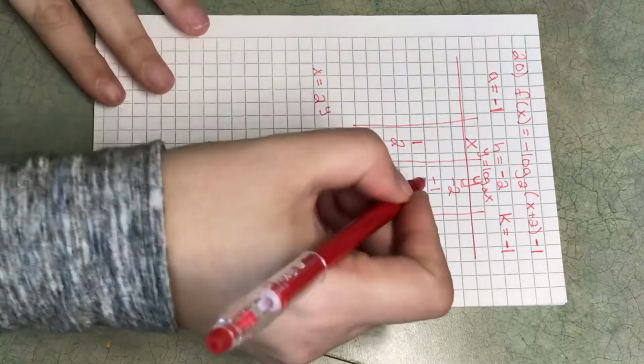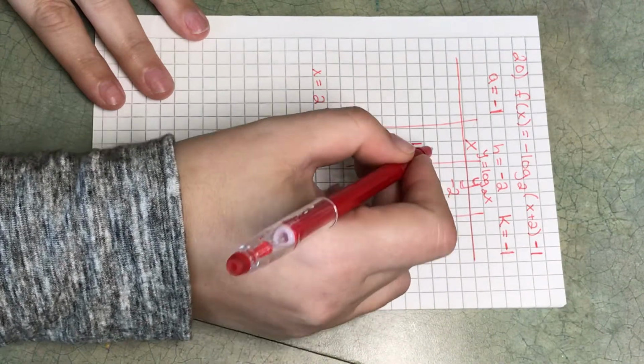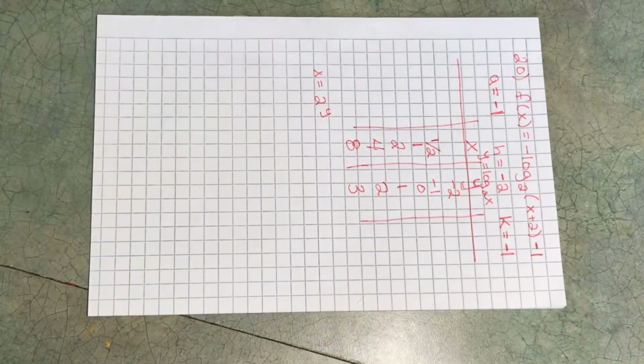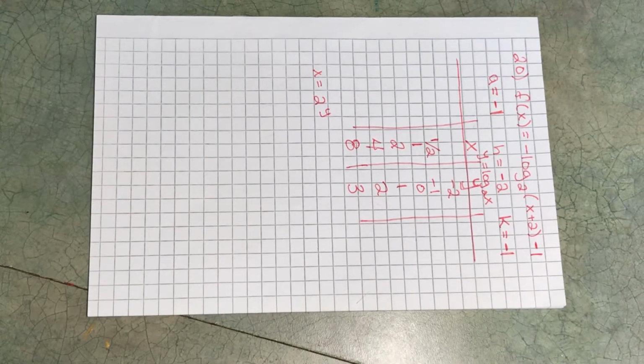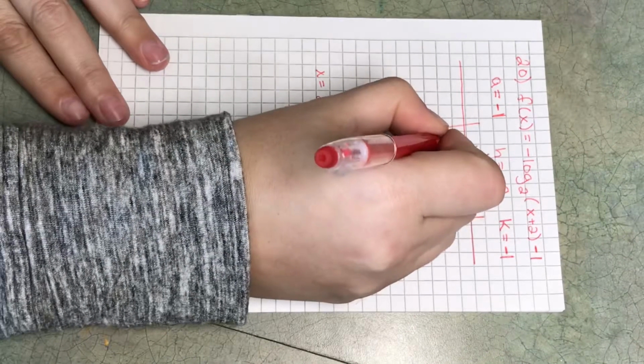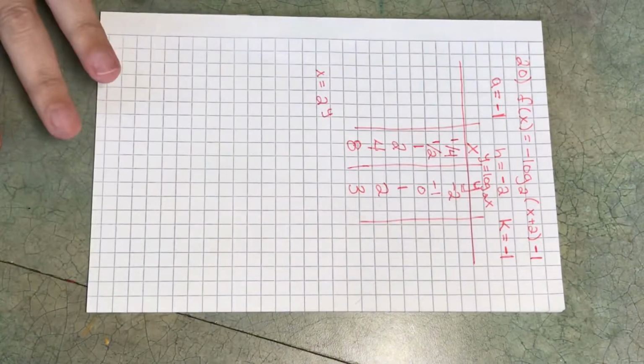And then 2 to the -1 is 1/2. And 2 to the -2 is 1/4.